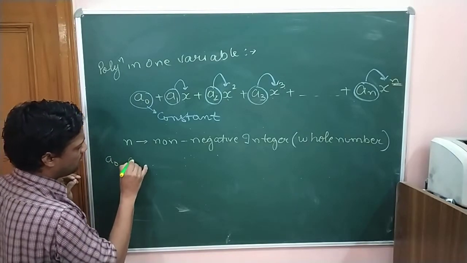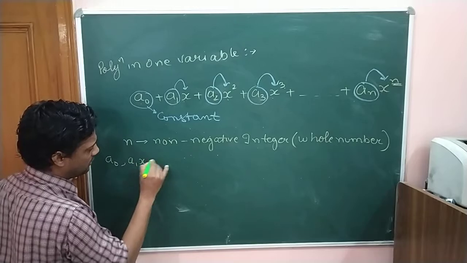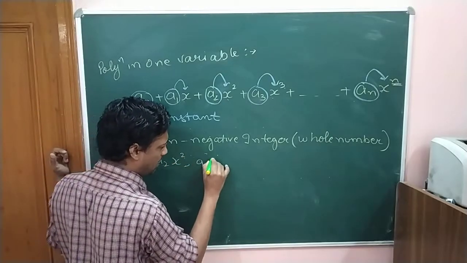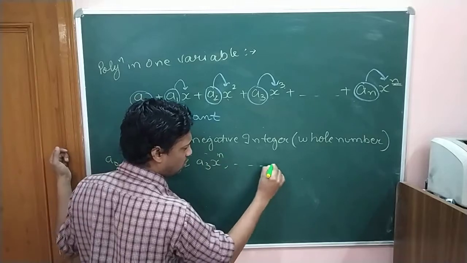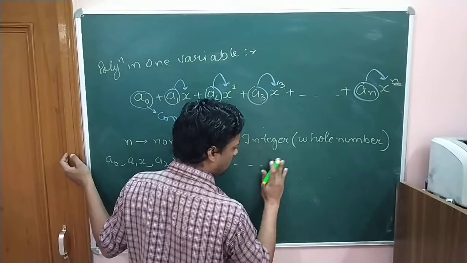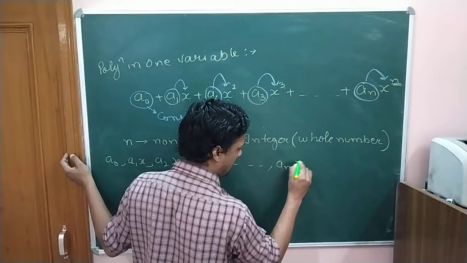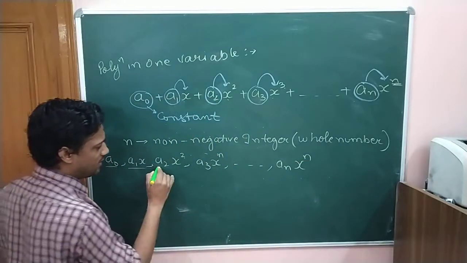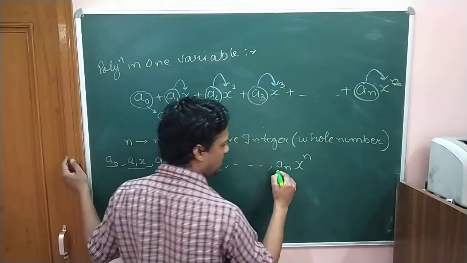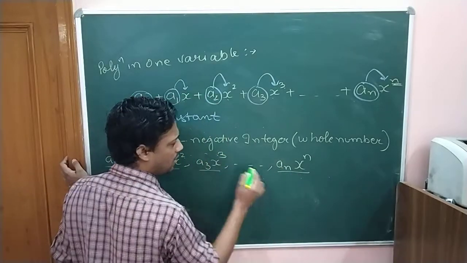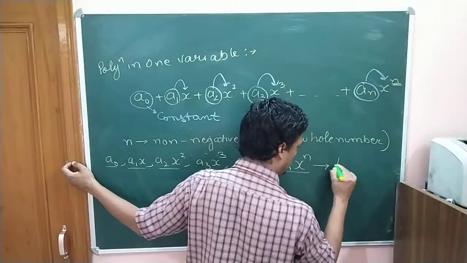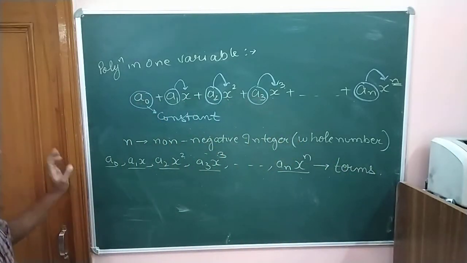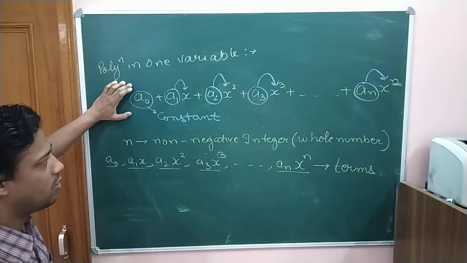Where a0, a1x, a2x2, a3x3 and so on, anxn. These are the terms: a0, a1x, a2x square, a3x3 and anxn are the terms. This is a general polynomial expression.